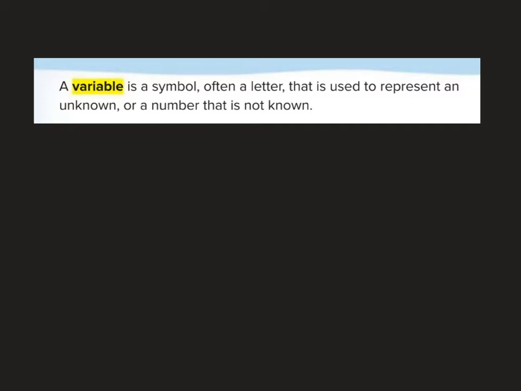Oh yes, sorry. We do have a little bit of vocabulary here. Our vocabulary word is variable.